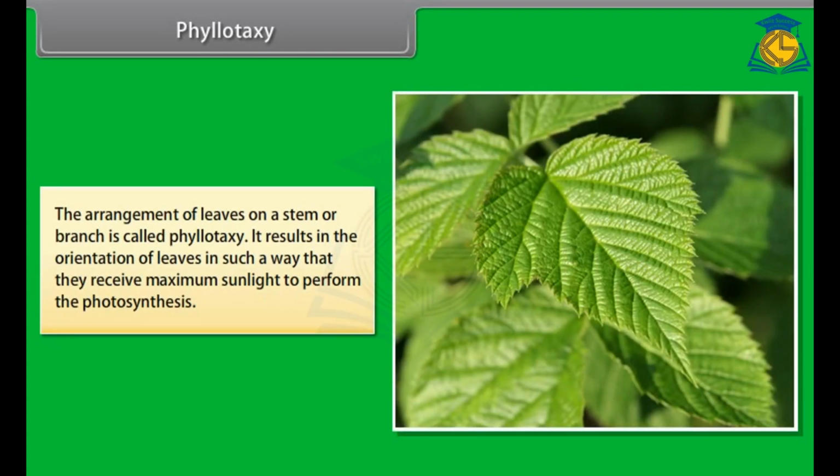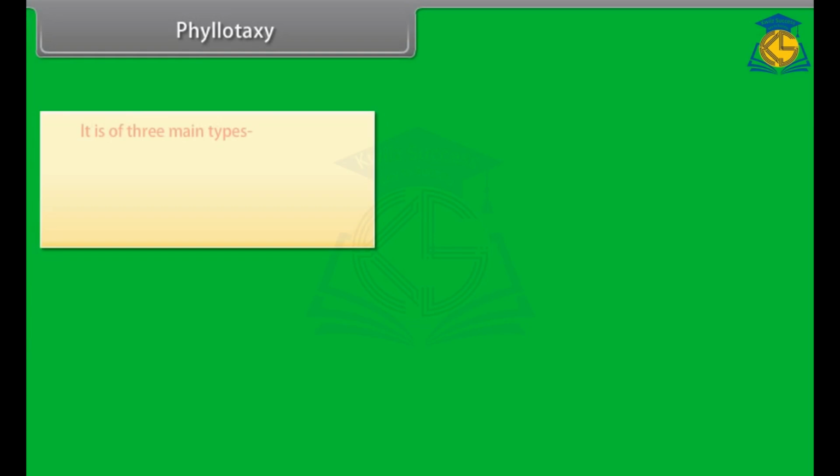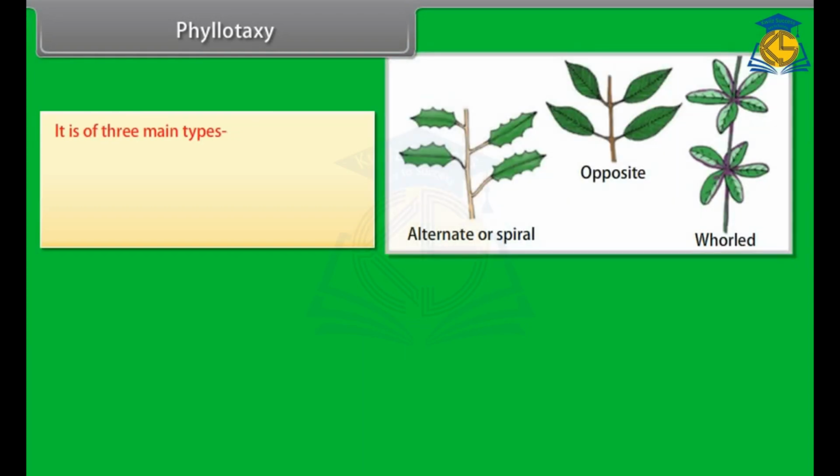Phyllotaxy. The arrangement of leaves on a stem or branch is called phyllotaxy. It results in the orientation of leaves in such a way that they receive maximum sunlight to perform photosynthesis. It is of three main types: alternate or spiral, opposite, whorled.